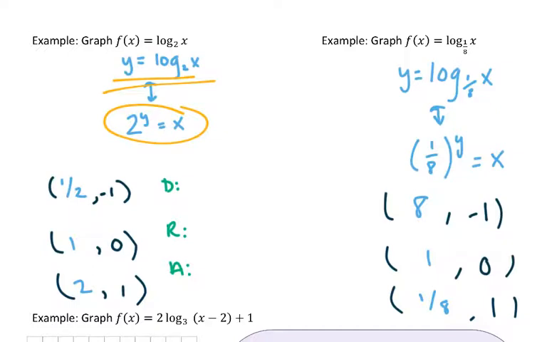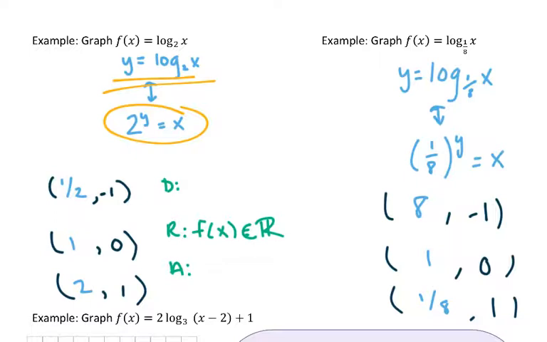Where were you able to plug in your numbers? You were able to plug them into y. That was the exponent, right? So your y values are where you plugged in. So your y values are your exponent. That is your range. So your range, remember, is now all real numbers, okay?